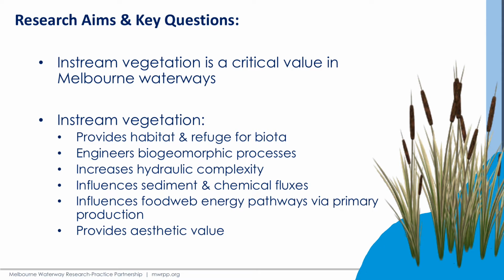So, in-stream vegetation is a critical but often overlooked value in Melbourne's waterways. It's important because it provides habitat and refuge for in-stream biota. It engineers biogeomorphic processes. It increases hydraulic complexity. It influences sediment and chemical fluxes. It also influences food web energy pathways via primary production, and it also provides aesthetic values.